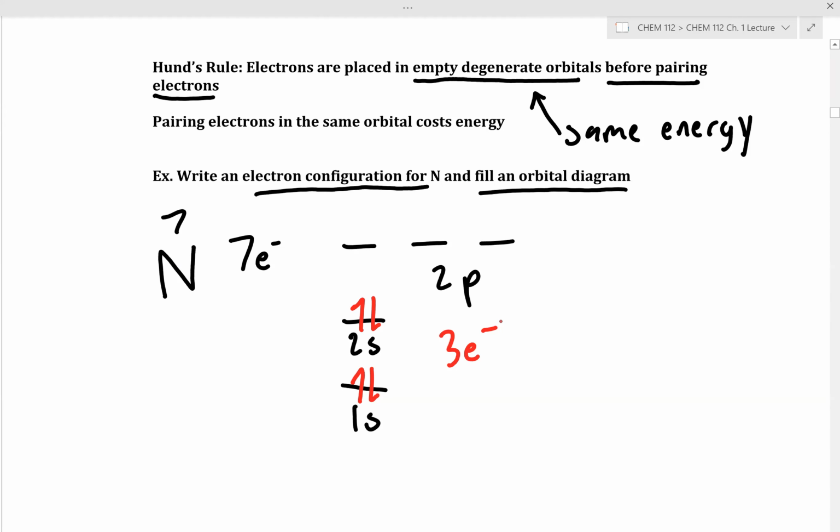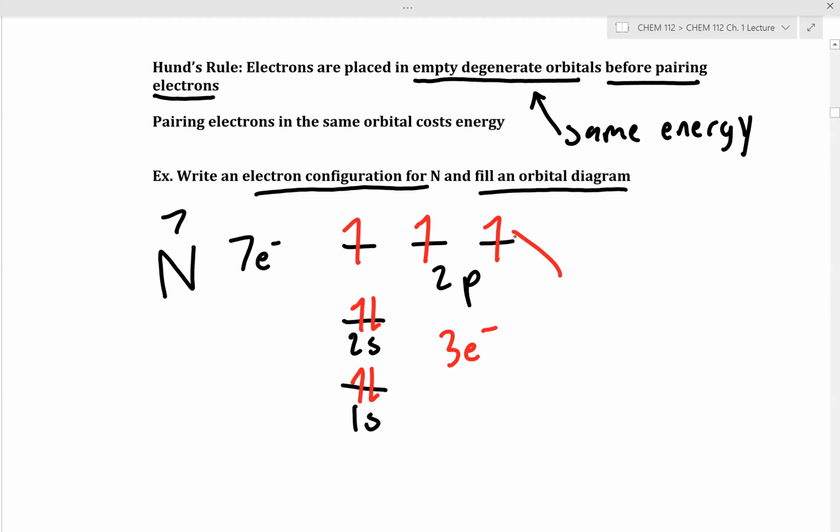So where do we put the first of these 3 electrons? In the first p orbital, doesn't matter which one, they all have the same energy. Okay, where do we put the second of these 3 electrons? In the second one, in an empty orbital. Yep. And where do we put the last of these 3 electrons? In the third, right?